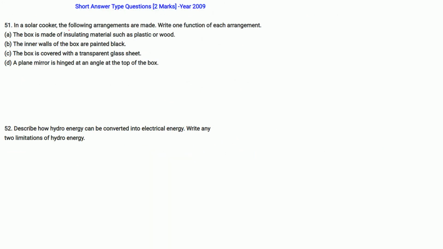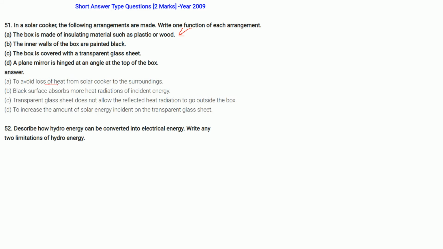In a solar cooker, the following arrangements are made. Give one function of each arrangement. The box is made of insulating material such as plastic or wood. So in order to avoid loss of heat from the solar cooker to the surroundings, this is done. Then the inner walls of the box are painted black. A black surface absorbs more heat radiation, that is, sunlight of incident energy.